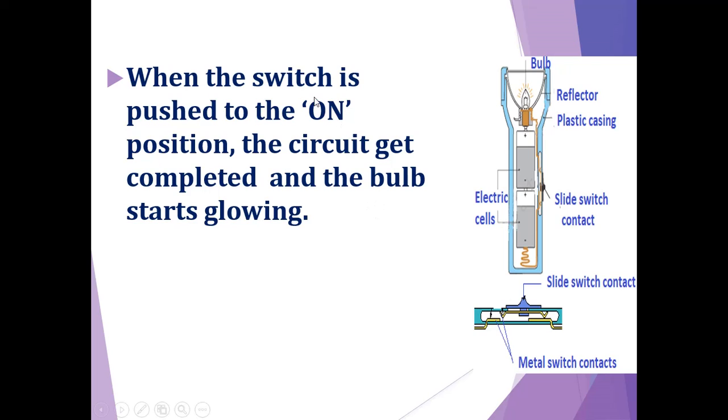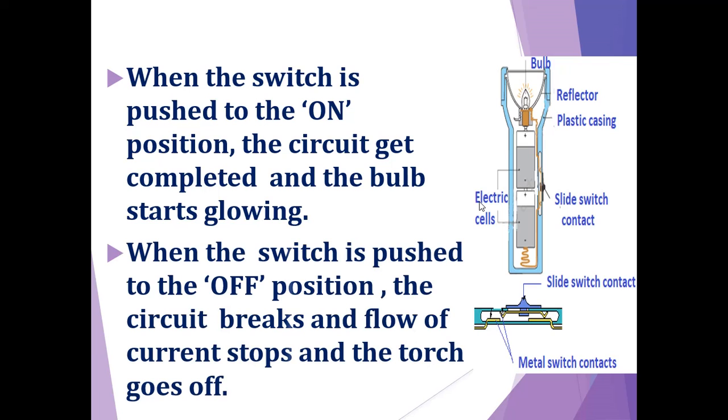When the switch is pushed to the on position, the circuit gets completed and the bulb starts glowing. I already told you the use of switches. When it is on, the circuit gets completed and electric current flows and the bulb starts to glow. When the switch is pushed to the off position, the circuit breaks, the flow of current stops and the torch goes off.